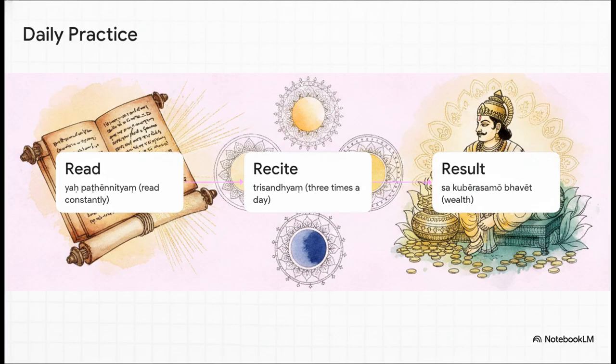Step 1. Yah pata nityam, whoever reads this constantly. Step 2. Trisandhyaṃ, doing it 3 times a day. Historically in Vedic literature, these junction points, dawn, noon, and dusk, are the sandhya times, which are supercharged moments for spiritual practice. And step 3 is the payoff, sa Kubera samo bhavet. They become equal to Kubera, the god of wealth. The text basically frames this spiritual benefit as the inevitable result of strict daily devotion.